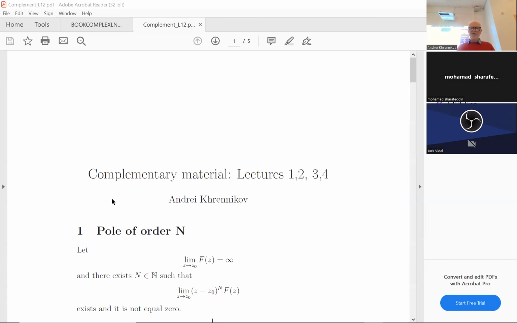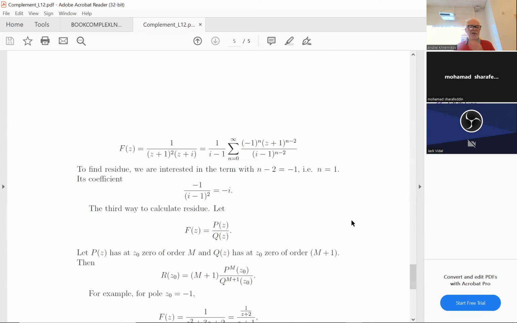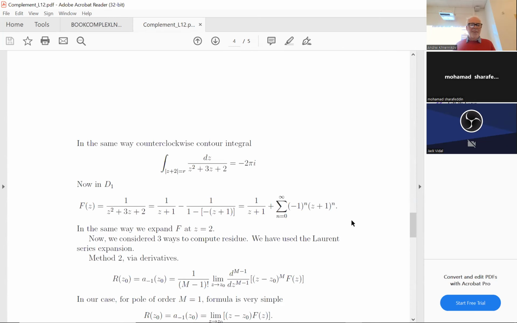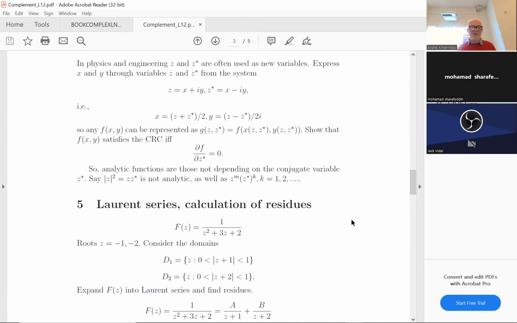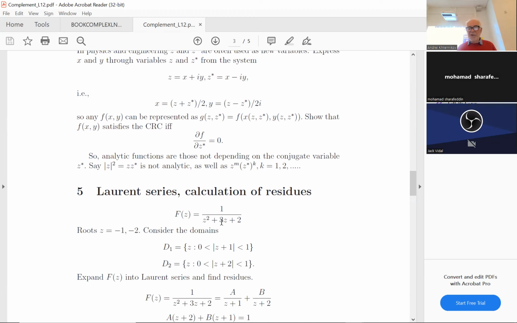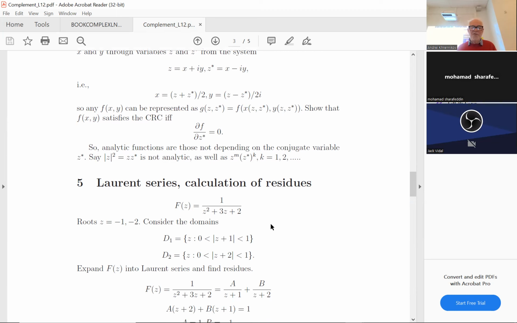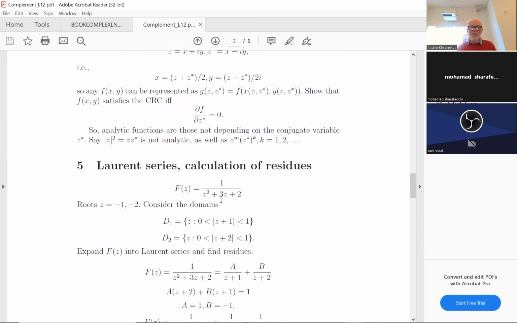So I would like to consider similar examples to find residues, as was done in the lecture, more or less as training. Consider this function. This would be more or less a standard function which you will get in your consideration. It is a quadratic polynomial, and you can always find the roots of this polynomial. In this case, they are -1 and -2.